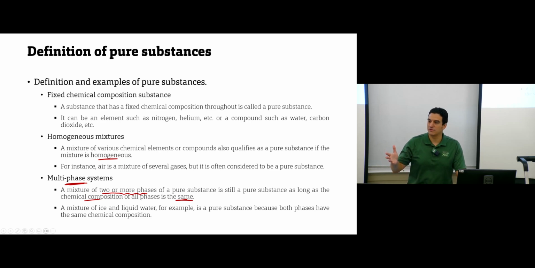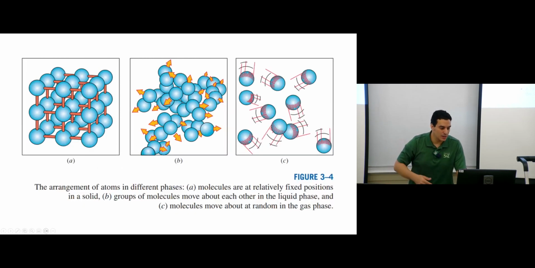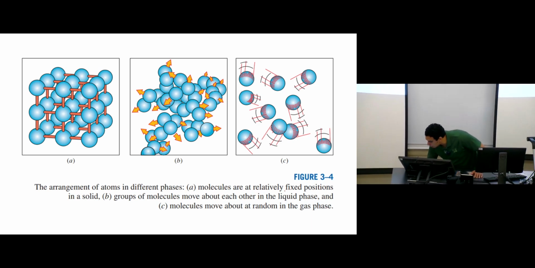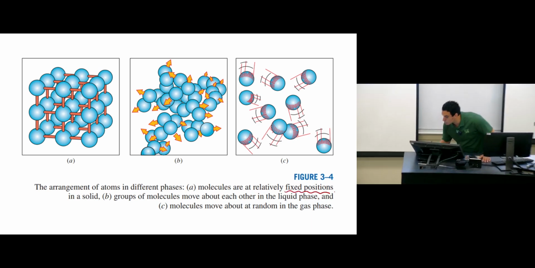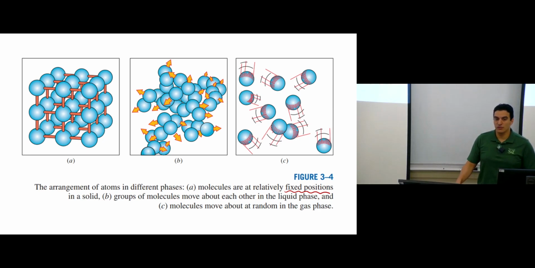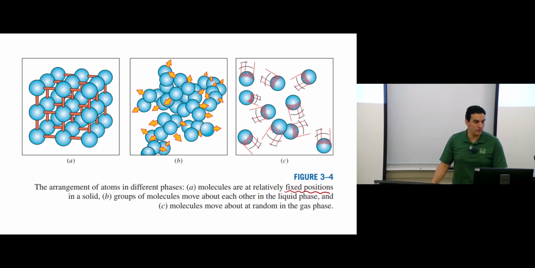How many phases do we have? Three main phases. We have more phases, but let's say we have three main phases, which are solid, liquid, and gas. The differences between them are basically the intermolecular forces between the molecules. In solids, the molecules are almost at fixed positions because we have very strong forces between the molecules of the solid phase.